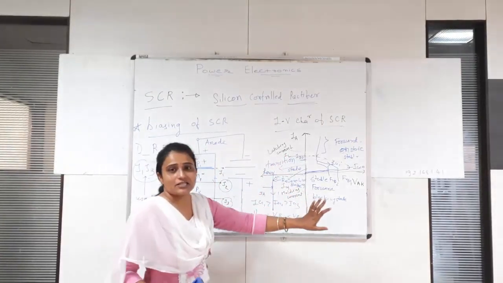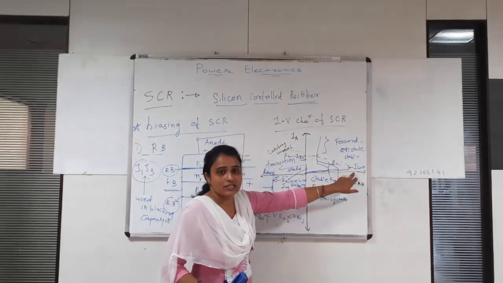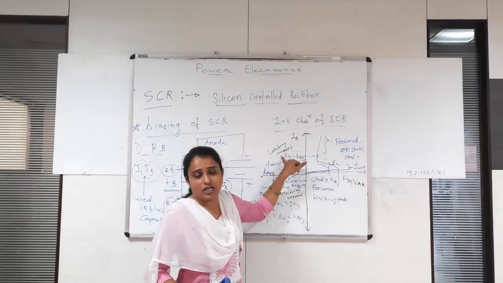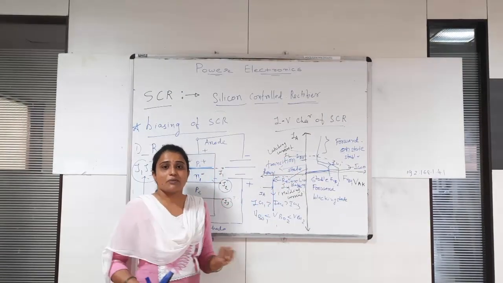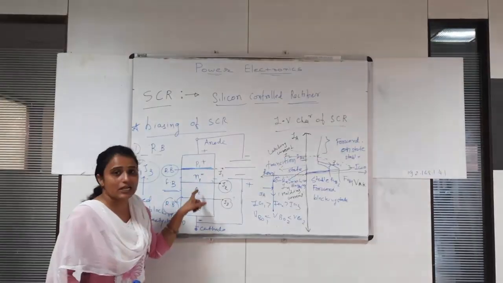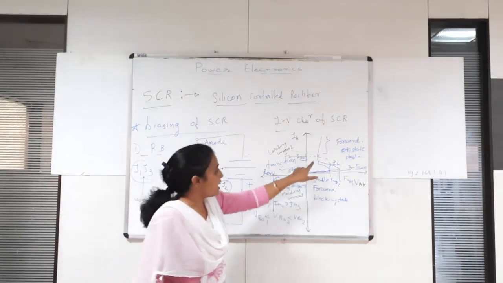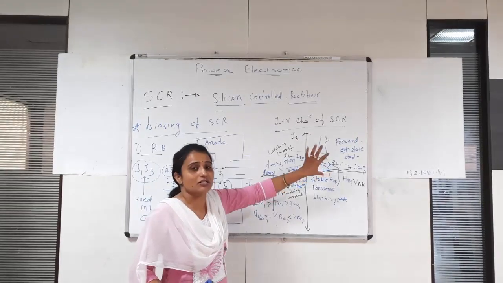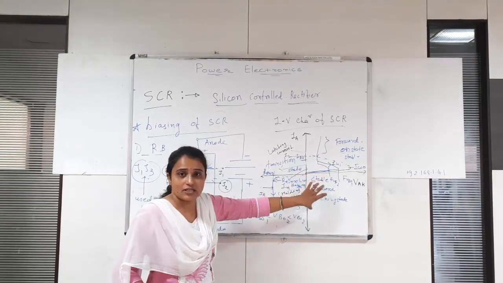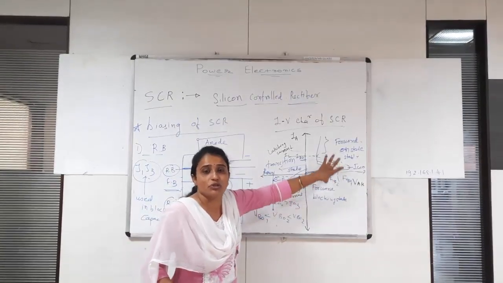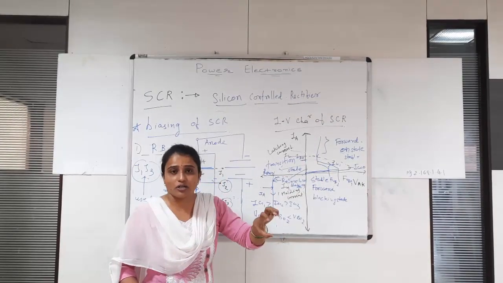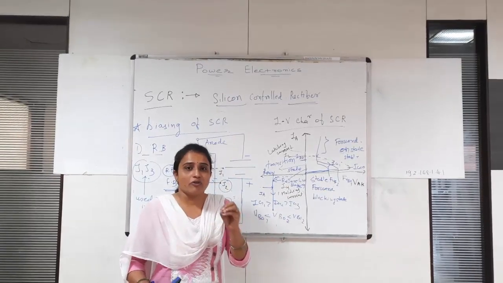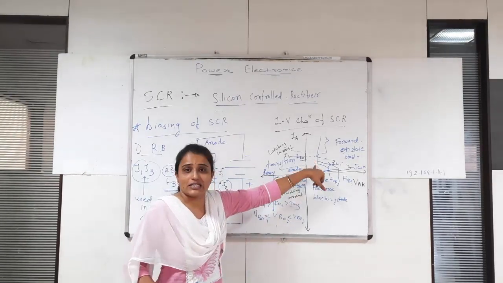And the last thing is the current at which the SCR is turned on, known as the latching current. The latching current is nothing but the minimum anode current required to turn on the SCR. It is known as the latching current because the SCR changes state from off to on. So to turn on the SCR, we must apply the latching current.